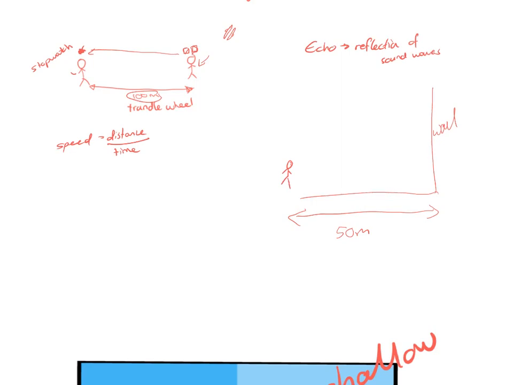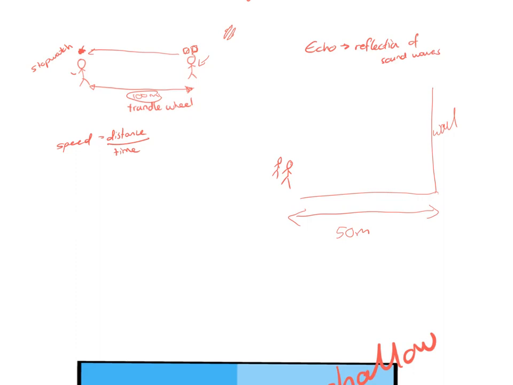The person should make a really loud noise if they're using 2 blocks together and just hitting them together. And they should start a timer. So you should have another person that starts the timer as soon as they hit the blocks together, and then stop the timer as soon as they hear the echo coming back.